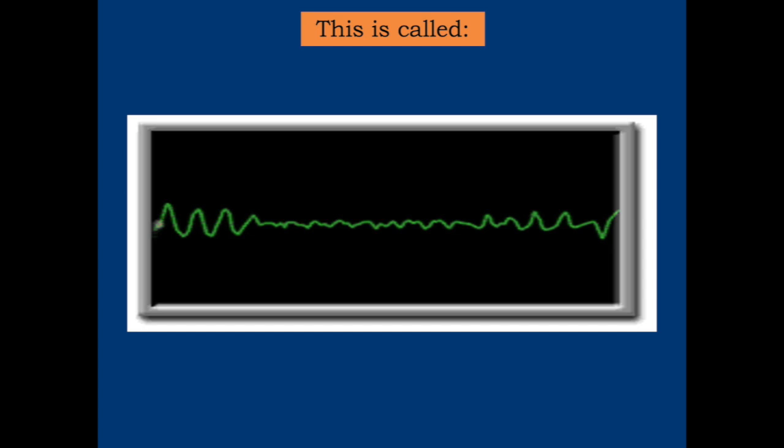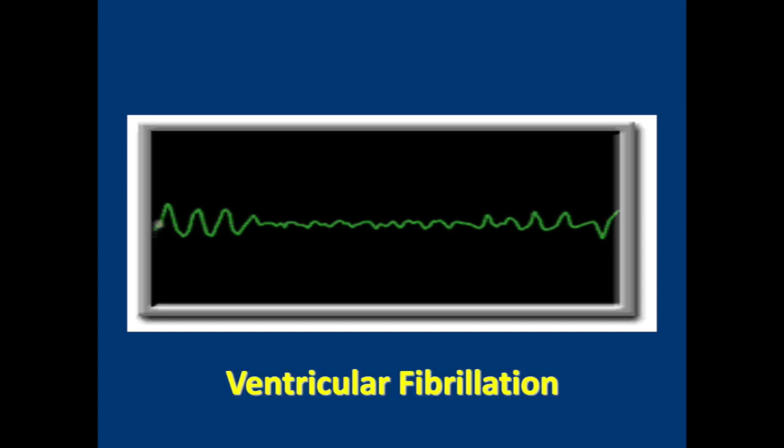This is another lethal rhythm. This is VFib. So there's no pulse going on here. The heart is quivering. The ventricles are quivering. The patient is going to die unless we take some intervention and start CPR and early defibrillation. Start an IV, get some epinephrine started on this patient.